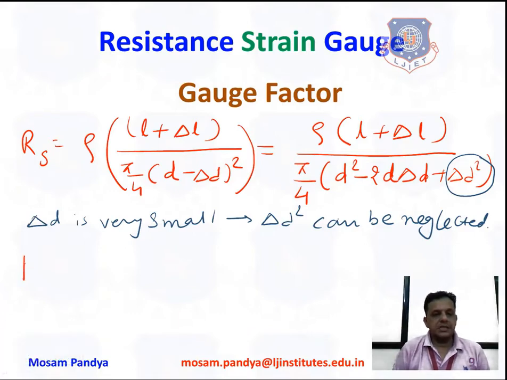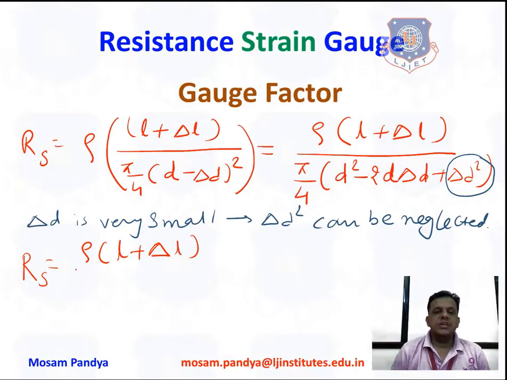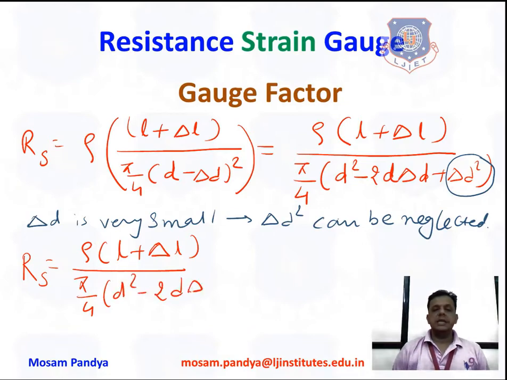Let us change the ink color for you. Rs is equal to rho into (L plus delta L), and the denominator will be changed slightly, pi by 4 into bracket D square minus 2D delta D. That's it.